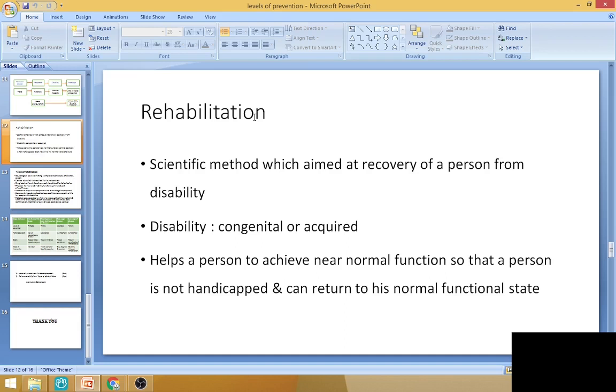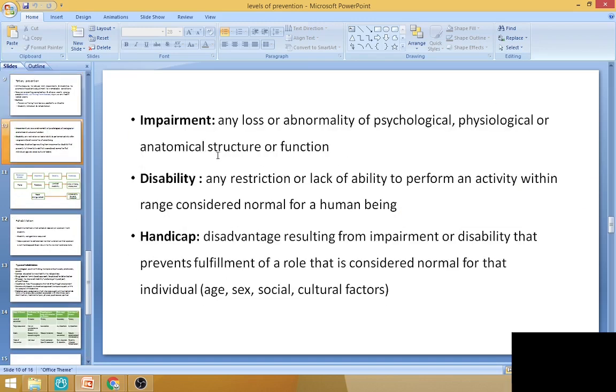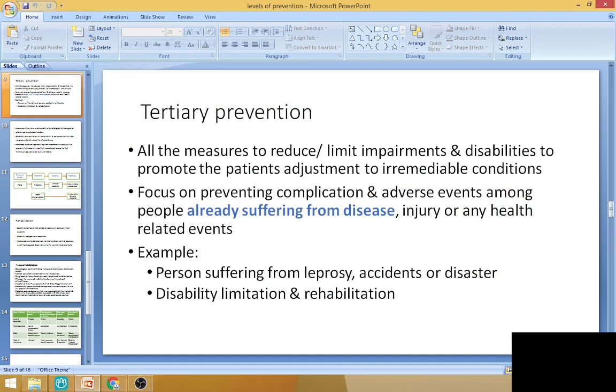So one of the interventions at tertiary level is this rehabilitation. Understood? Okay, 49. Here I have said it nicely. See, have you seen here disability limitation and rehabilitation? This is the intervention. Understood?